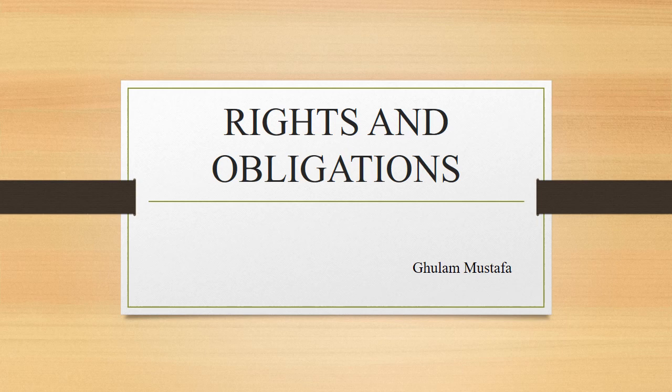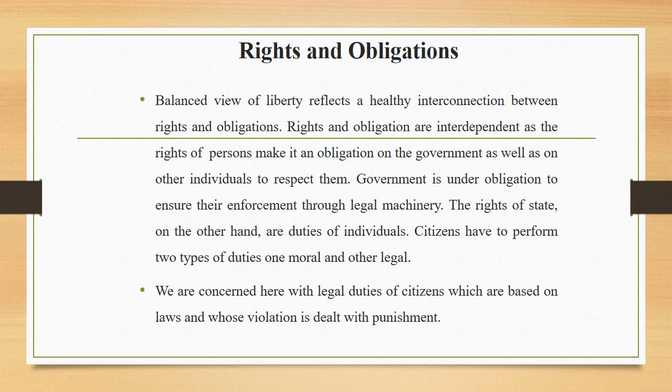Let's see what are different views about rights and obligations. The balanced view of liberty reflects a healthy interconnection between rights and obligations. When you are enjoying your rights, definitely there are certain obligations, certain duties you are supposed to do as well. Rights and obligations are interdependent, as the rights of a person make it an obligation on the government as well as on other individuals to respect them.